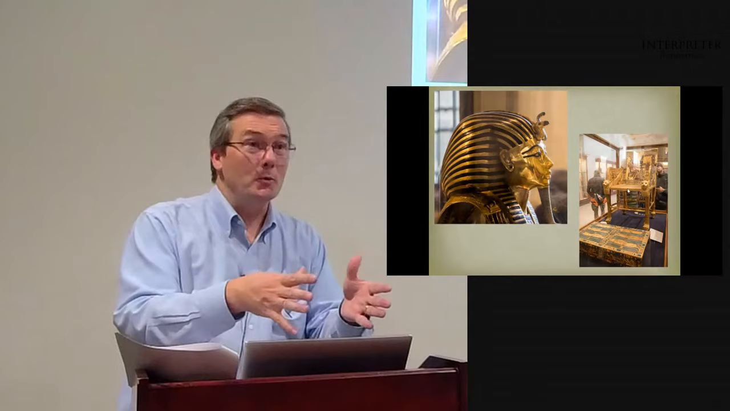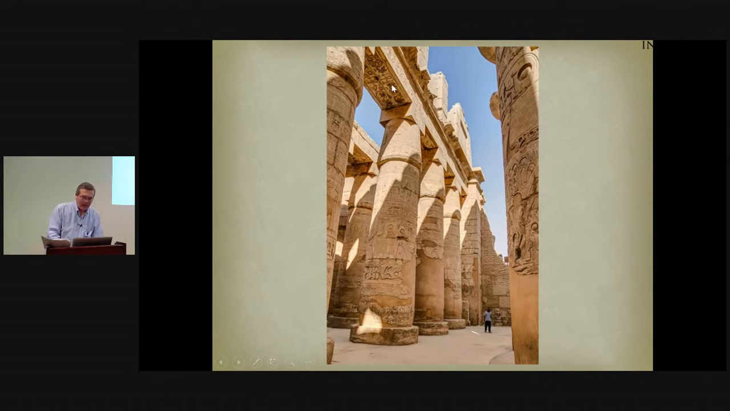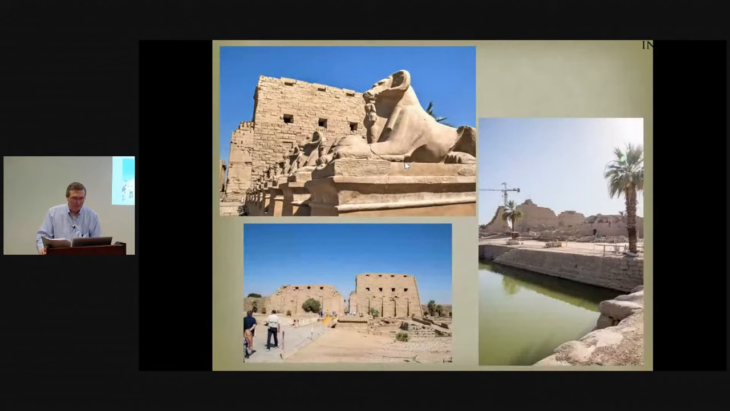So Seti built some of the most beautiful monuments in Egypt. He began the hypostyle hall at Karnak. Look at this guy, just this tiny little guy next to these huge columns. They say that at the top of these columns, you could fit 100 people. These are just massive. And so Karnak then becomes the largest temple complex in the world. It's over 200 acres. This gives you a little bit of an idea of the magnificence of Karnak.